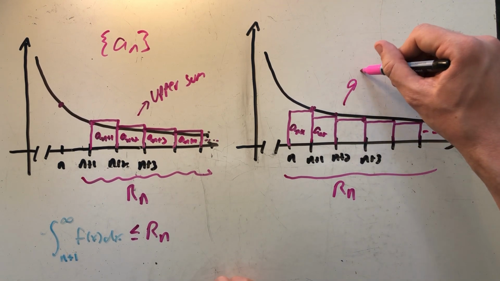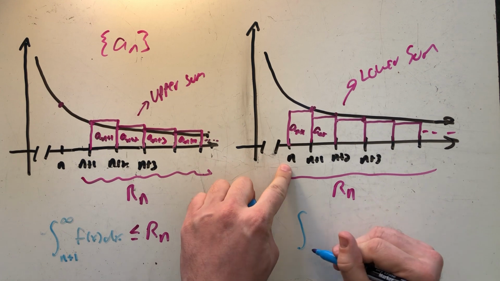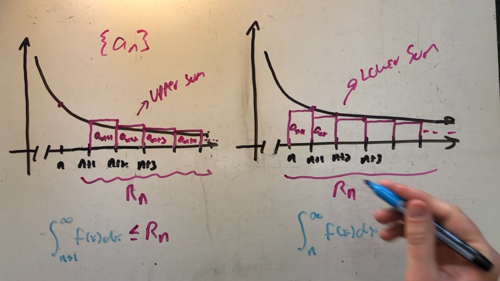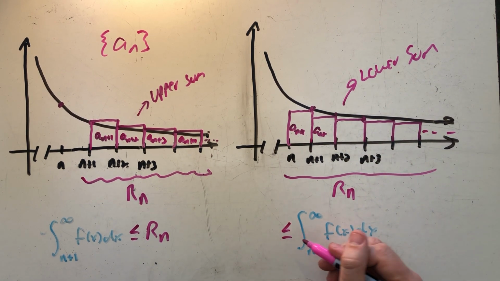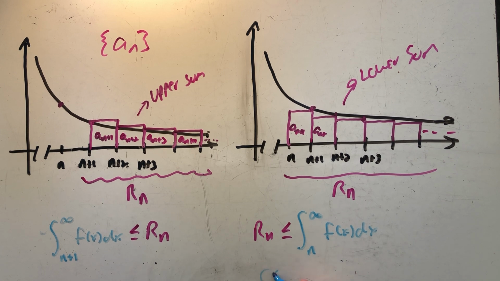This looks like a lower sum. What's the lower sum for, though? Well, an improper integral this time starts at n and goes to infinity. So that's the actual area under the curve. Those rectangles are a lower sum. I think I've set out to do what I started to do. I have the inequalities that I wanted, right? R sub n, I now know is less than or equal to this improper integral. And it's greater than or equal to this one.